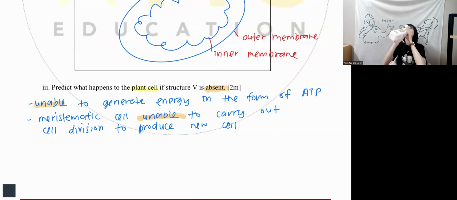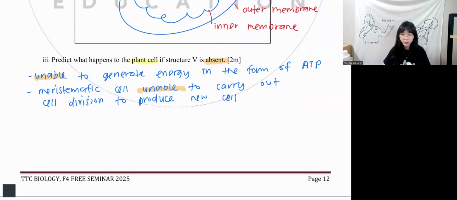Labels, you can use pen. All drawing in biology is pencil. Done? Let me know when you're done. Meristematic cell is a young plant cell.